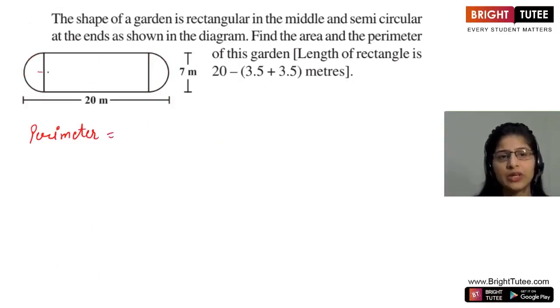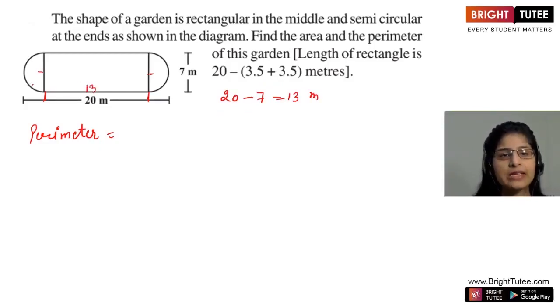What we need to do, we need to include these? No, we just have to include the boundary, right? So what we have is, just see, what about this much? It is 20 minus 3.5 and 3.5, as I told you, it is how much? 7. 20 minus 7 gives us 13. So 13 meter is the length of this rectangle.